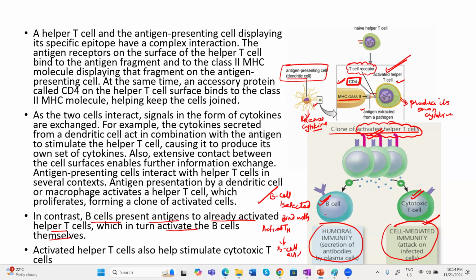So I think in this video we have understood how T helper cell activation is done, and once this cell is activated, how it will activate the T cytotoxic cell and/or the B cell.